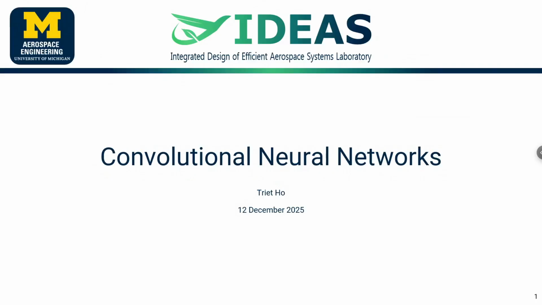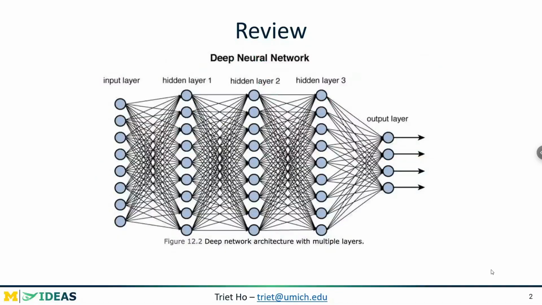Hi everyone, welcome to today's lecture on convolutional neural networks. In the last lecture, we talked about deep neural networks, right? We have input layers, output layers, and then in between you have hidden layers. These circles are called neurons or nodes, and the connections between these neurons are called weights.